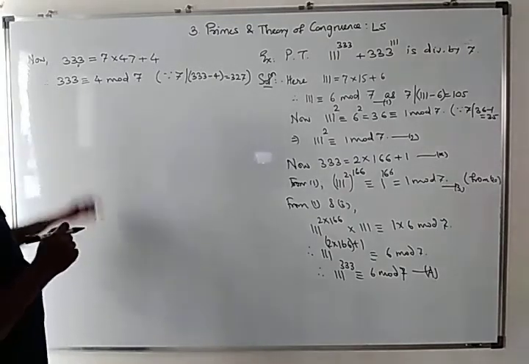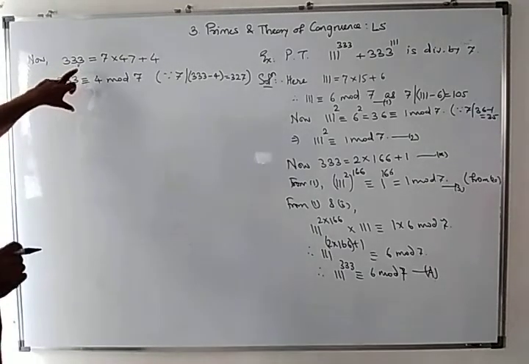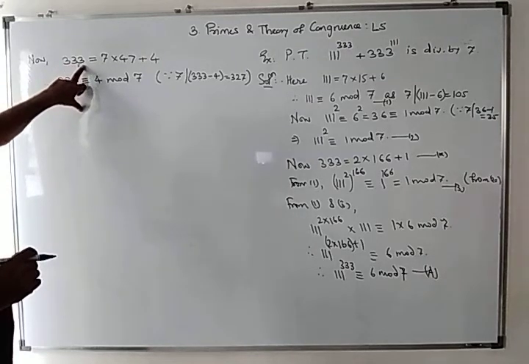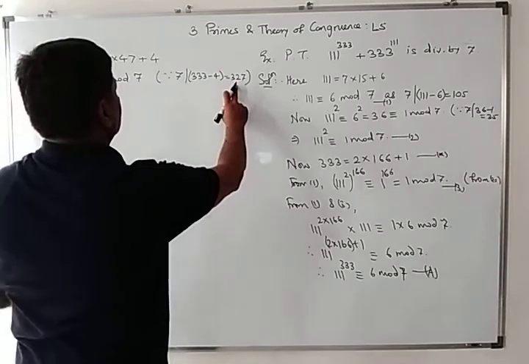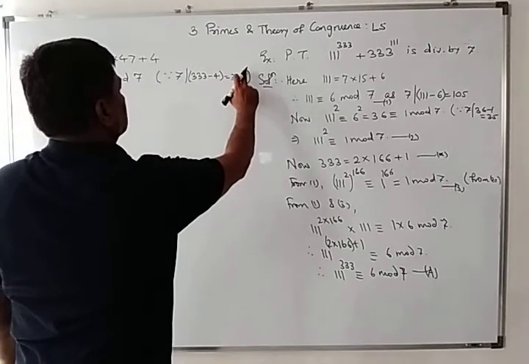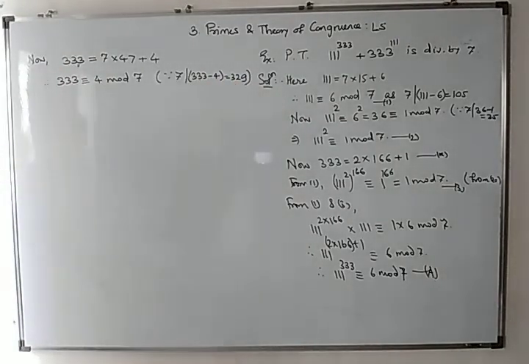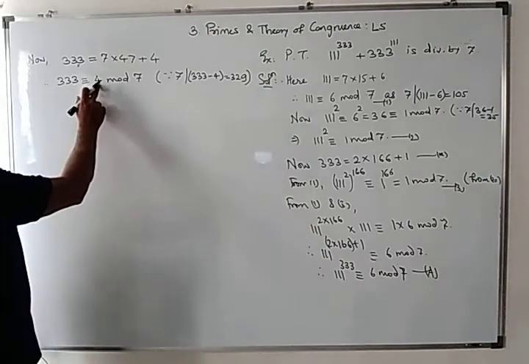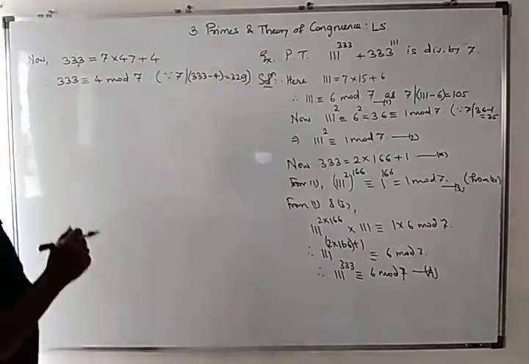7 fours are 28, 53, 7 sevens are 49, right. So, 7 fours are 28, 7 forty-sevens are 329. Yes, now it is correct, right. So 333 is congruent to 4 mod 7. Is it clear?